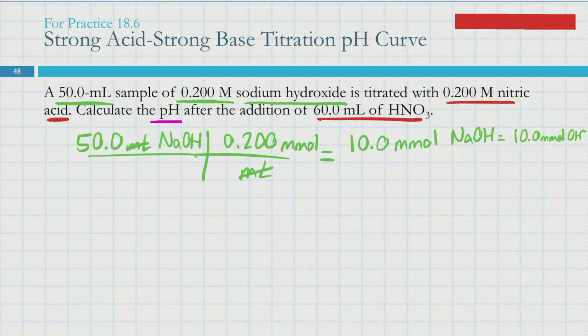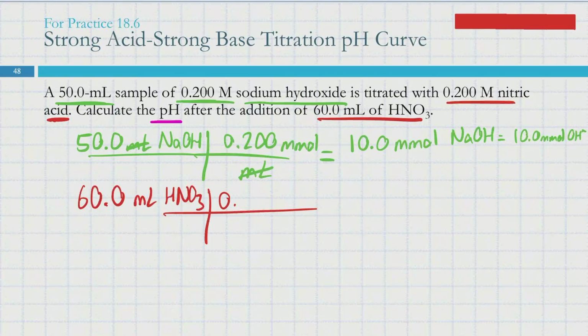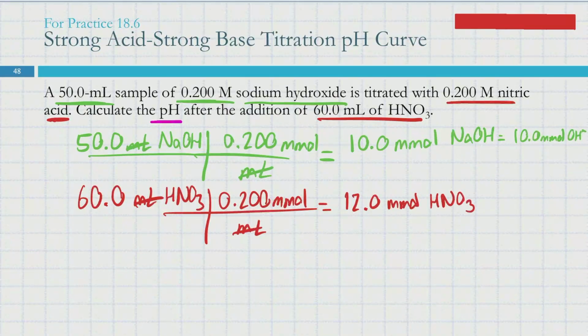We can do the same calculation for our nitric acid, 60.0 milliliters of HNO3 times the same concentration, milliliters cancel, and we get 12.0 millimoles of nitric acid. Since it's a strong acid, that's going to mean that we've got 12.0 millimoles of H3O plus or H plus, however you want to write it.